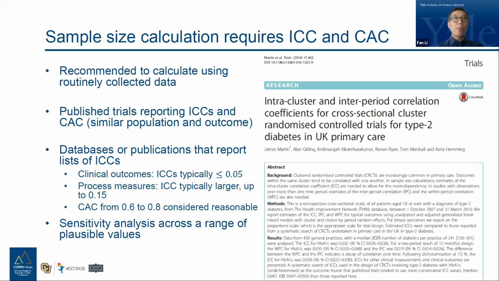The databases or publications reporting lists of ICCs may also be helpful, and there are ongoing efforts to do this. In our experience, usually the ICCs for clinical outcomes may typically be no larger than 0.05. The process measures may have a larger ICC. The CAC estimates are relatively less reported, but for continuous health outcomes, a CAC from 0.6 to 0.8 may be a reasonable assumption. In any case, if these values are not directly available, it is recommended to explore a range of plausible values for sensitivity analysis and maybe adopt the conservative option in the design stage.